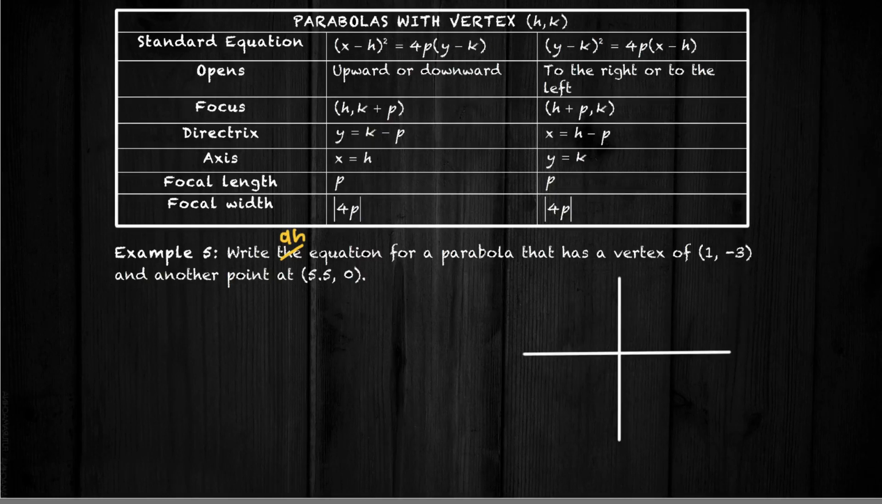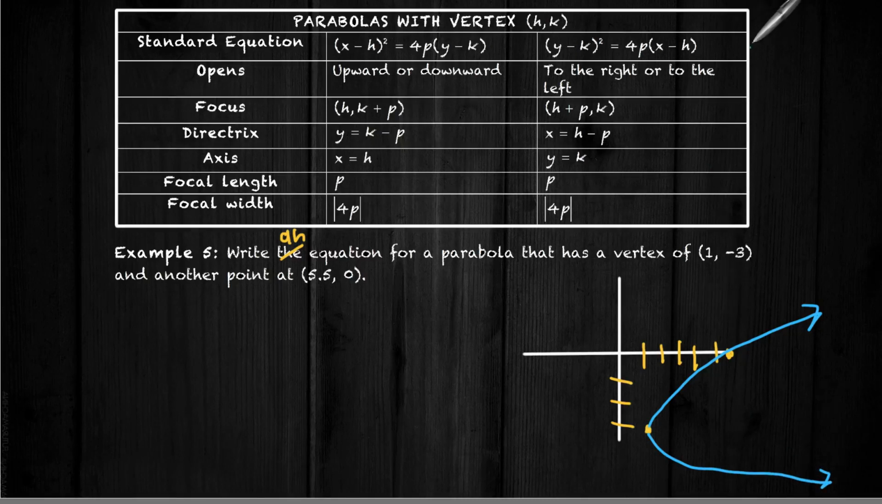We have a parabola that has a vertex of 1, negative 3. So that's right 1 and down 3. So there's your vertex. And then there's another point at 5.5, 0. So 2, 3, 4, 5.5, 0. So we have the option. We could draw it going right and left, or we could draw it going up and down. And I'm going to just choose to draw this parabola opening up to the right.